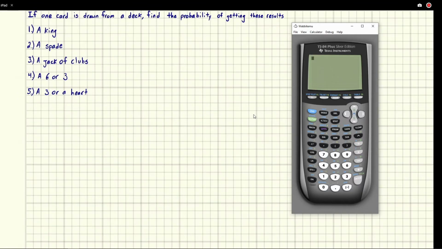So they want to know the probability that we get a king. And so remember, probabilities are always of the form of the sample space on the bottom. Sample space. That's all our possible outcomes. And then on the top is the condition. Condition. And so our condition here is the card is a king. And the sample space is all the cards.